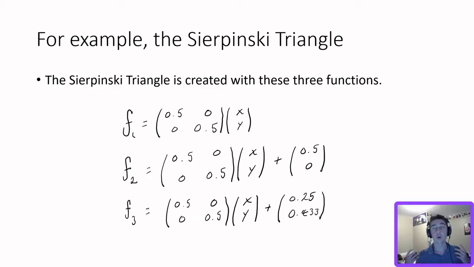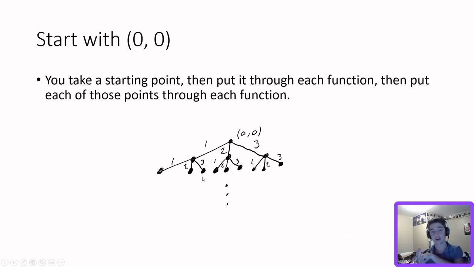So what this is doing when you're doing it deterministically is taking a starting point, putting that through each function, and then taking each of these new points that's generated and putting that through each function. So you're getting 3 to the power of whatever number of iterations you have. You can see here, I started with a point, which I said 0, 0, put that through function 1, function 2, and function 3. Then I put each of those points through all the functions again, and so on. You'll do that forever to get the true fractal.